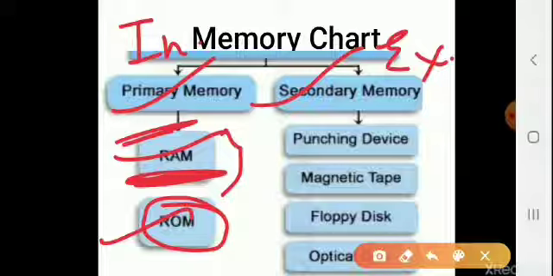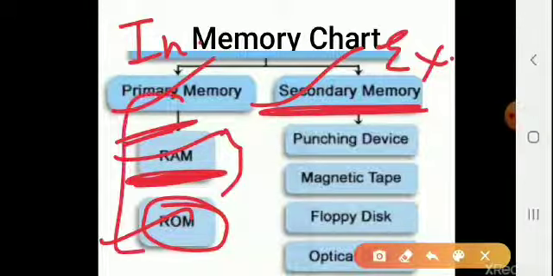Understood? Then come to secondary memory, which is also known as the external memory. Why is it needed? It is used to store data for a longer period of time, because the primary memory is not sufficient to store a large amount of information for a long time. So secondary memories are used. Examples of secondary memory are floppy disk, hard disk, CD, DVD, punching devices, and magnetic tapes. Here it is all given.